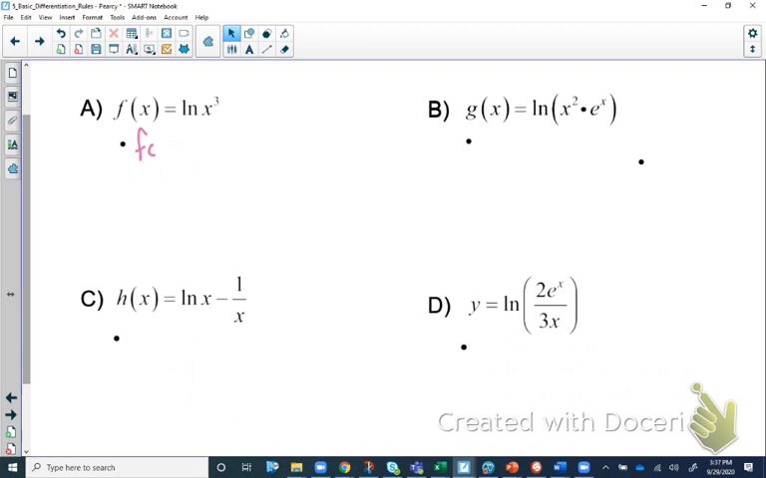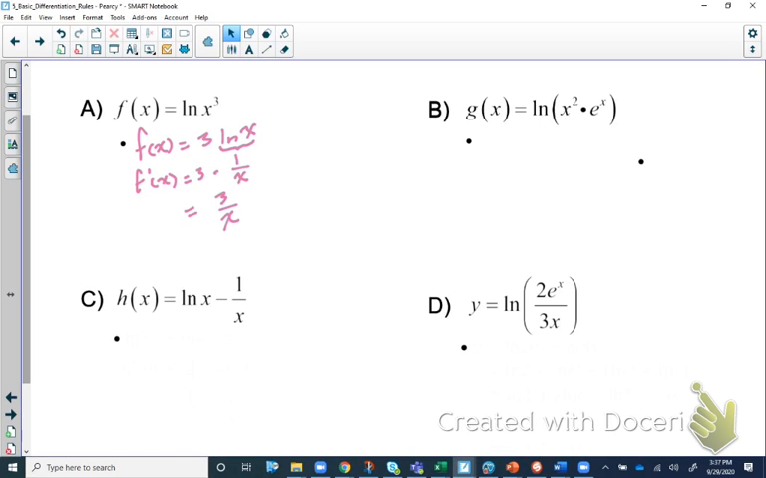So here we have our function, and our properties of logarithms say I can take the 3 as the exponent and put it in front of the logarithm as a multiplication, and now I have 3 times the natural log of x. When I take the derivative, f prime of x, the natural log of x is just 1 over x, and it's going to get multiplied by the 3 in front. So the derivative is just 3 over x for this one. Moving on to example B.